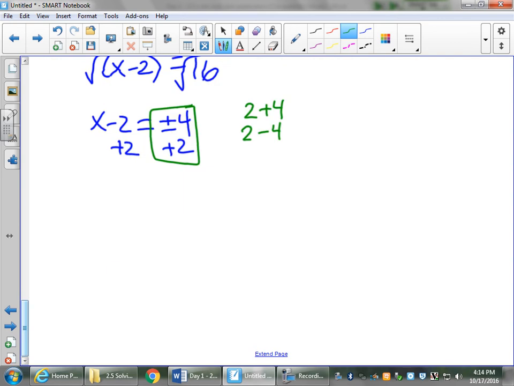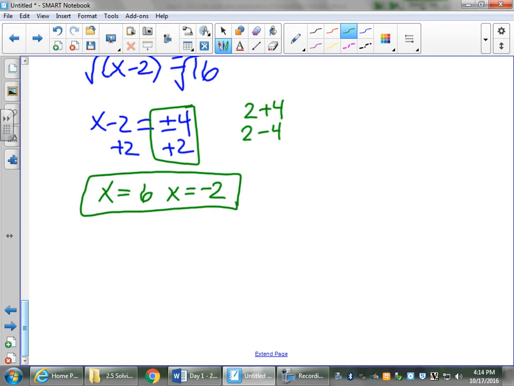If you do positive 4 plus 2, you're going to get 6. And if you do negative 4 plus 2, you will get negative 2. So there are the two solutions. If you forget that plus or minus sign with the 4, you're only going to end up with one solution when there should have been 2. So plus or minuses, you need to remember it.